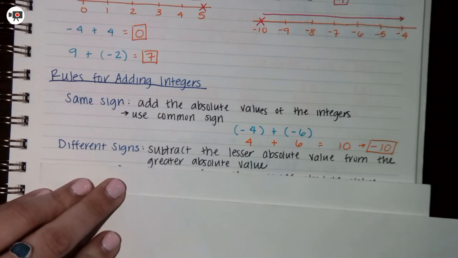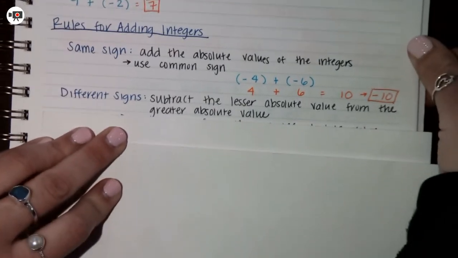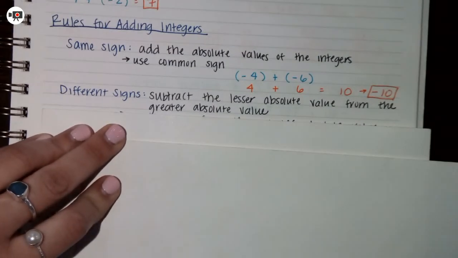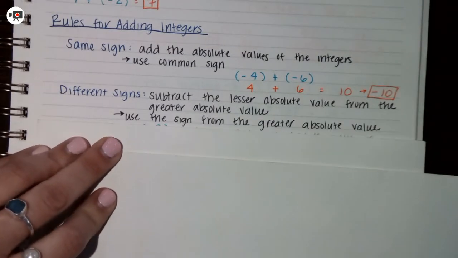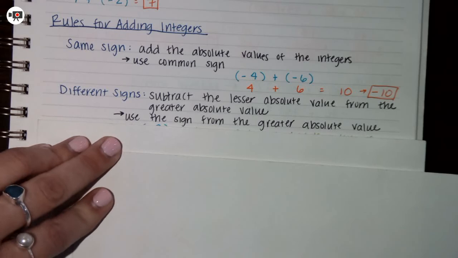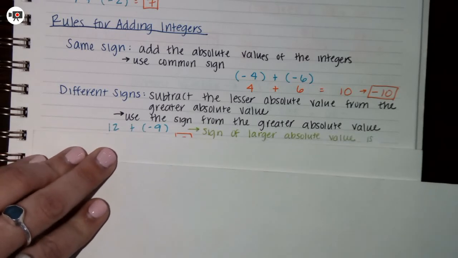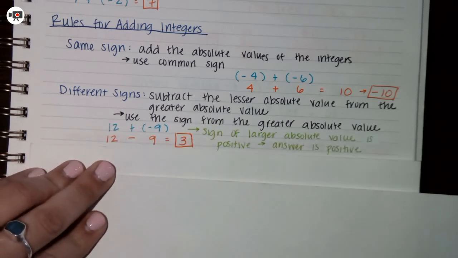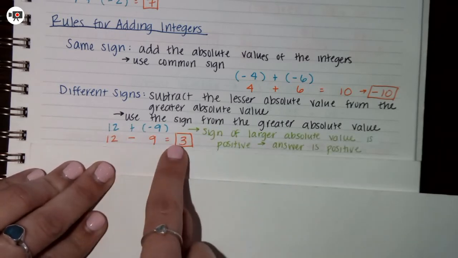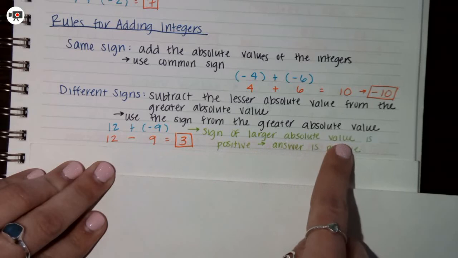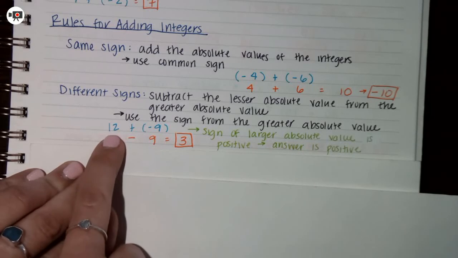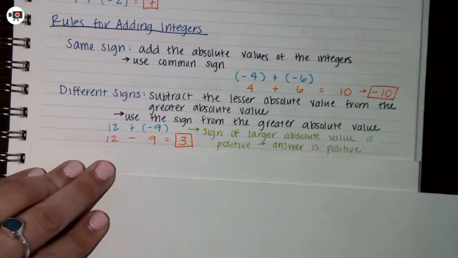If we have different signs, we're going to subtract the lesser absolute value from the greater absolute value. We're going to use the sign from the greater absolute value. So 12 plus negative 9 is going to be 12 minus 9, which is 3. The sign of the larger absolute value, which is 12, is positive, so the answer is positive.